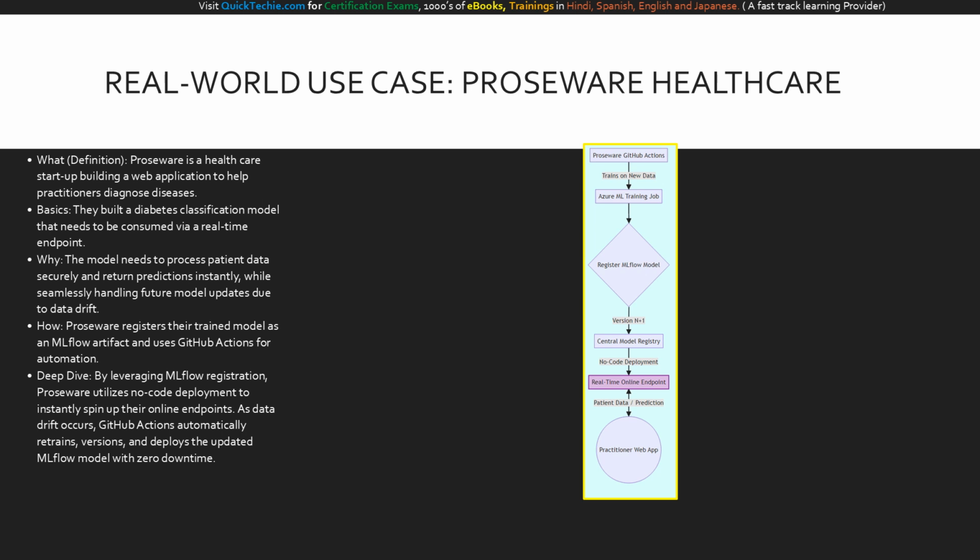In our final diagram, we see Prosware's end-to-end architecture. Prosware's GitHub Actions orchestrate the workflow, triggering the Azure ML training job. The resulting model is securely packaged and hits our core step, register MLflow model. The new version lands in the central registry, which instantly pushes a no-code deployment to the real-time online endpoint. This robust endpoint seamlessly serves critical predictions back to the practitioner web app.